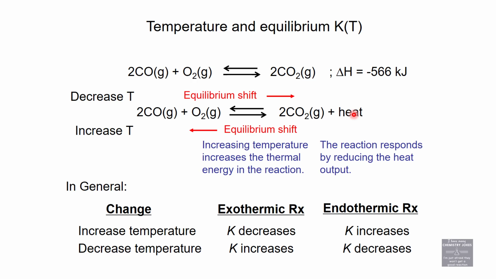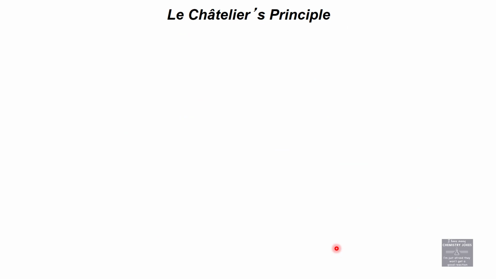Conversely, when you decrease the temperature for exothermic, K gets bigger. For endothermic, K gets smaller. I talk myself through why that happens the way it does without memorizing this, but you're welcome to memorize it if you would like. Okay, what's next?